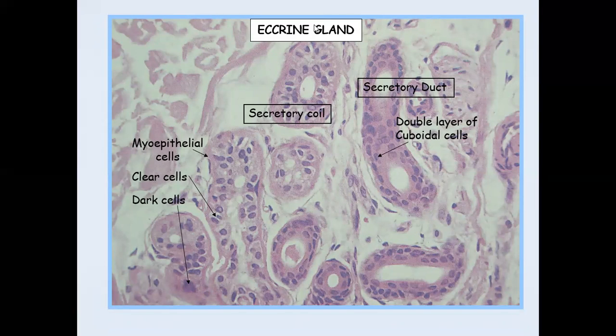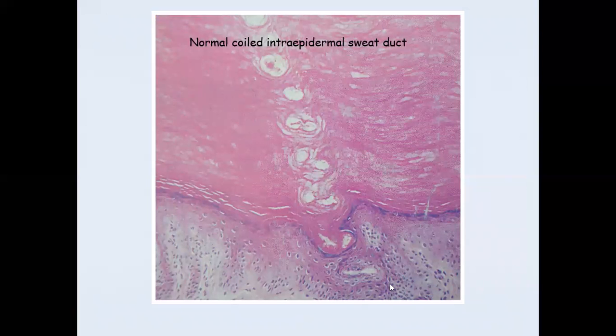While the eccrine glands or the sweat glands produce sweat, the cells do not lose their morphology and they remain intact. So this is the eccrine secretion. The eccrine glands appear as double layer cuboidal cells in the cross sections and in the histopathology. The intraepidermal portion of the sweat duct appears like this through the stratum corneum.